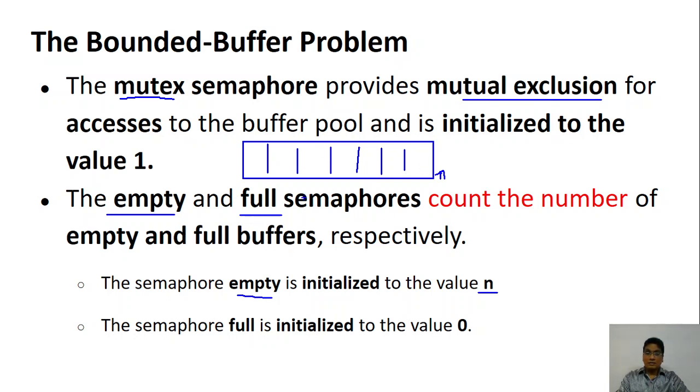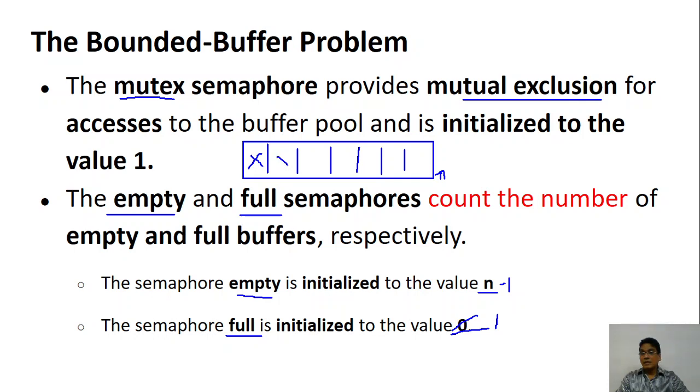In the beginning, the buffer has no items. So what is the full status of the buffer? The full status will be 0 because no item has been produced. Suppose one item is produced by the producer, what will be the value of full? The value of full will be 1 because one item has been produced. What will be the value of empty? Empty will be n minus 1 because one slot has been utilized.